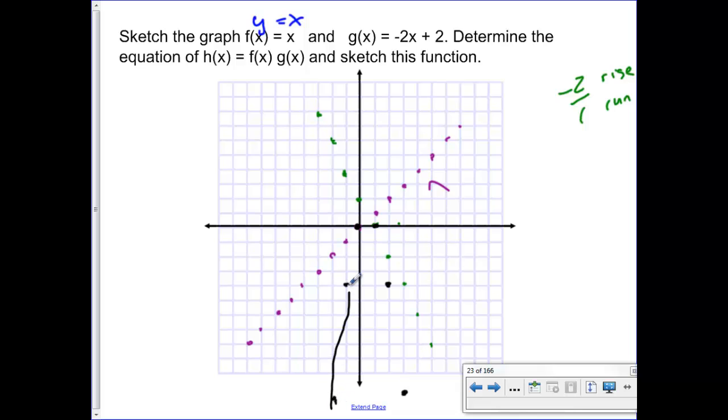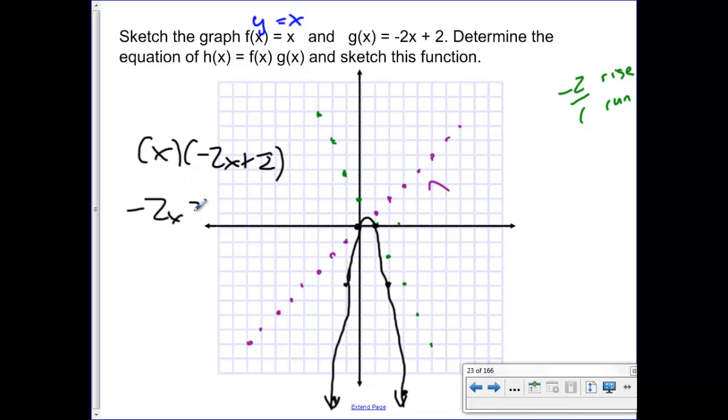What you end up discovering is you get a quadratic. Does that make sense? It should give you that parabola. If you took x times negative 2x plus 2, which is negative 2x squared plus 2x, that is that parabola.